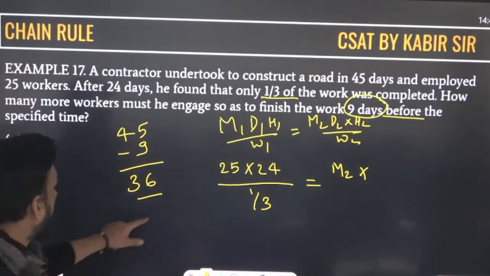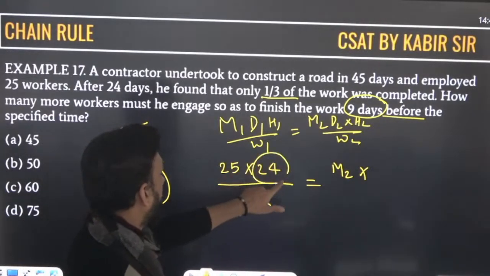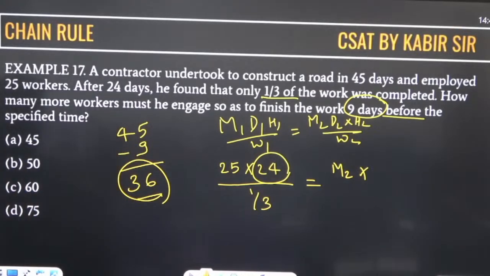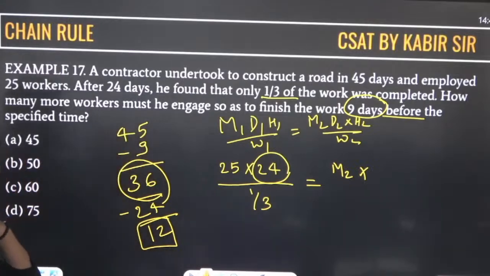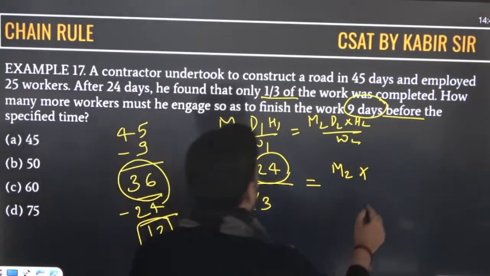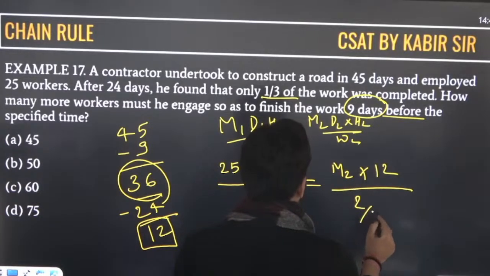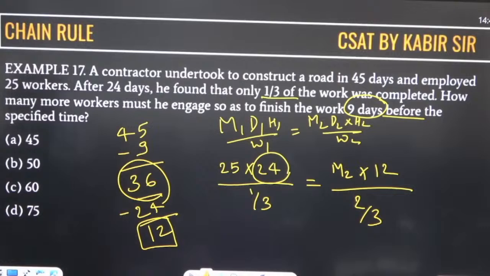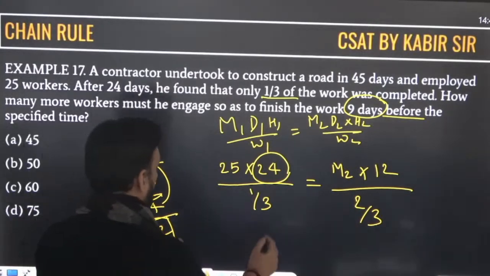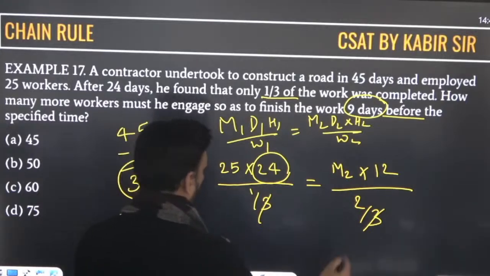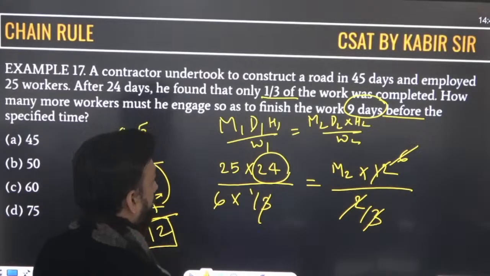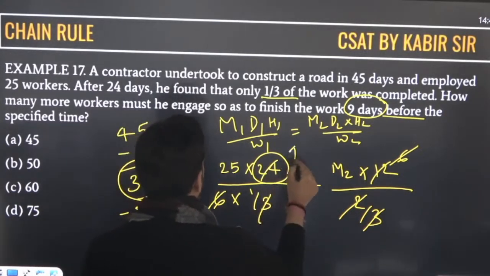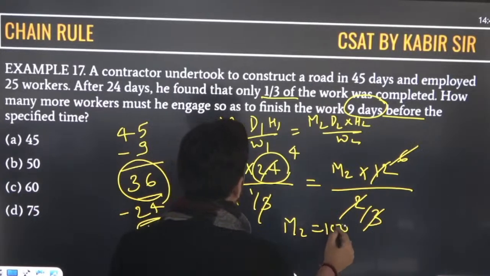This will be 36. But out of this 36, 24 days they already worked. The remaining days are 12 days. The work is how much remaining? 1/3 is completed, 2/3 work is remaining. This 3 will cancel this 3. This 2 will cancel this 6 times, 6 will come here. 6 will go 4 times, 2 will be 100. So we need 100 men.